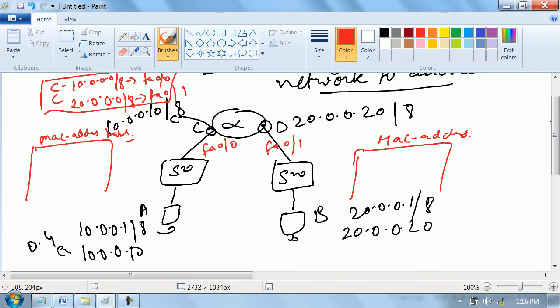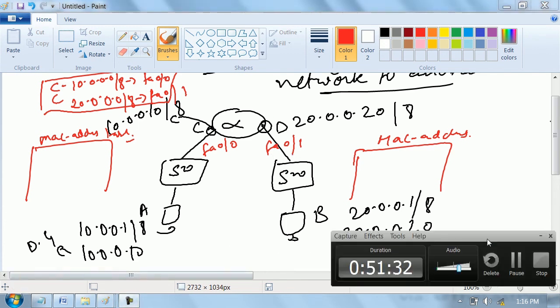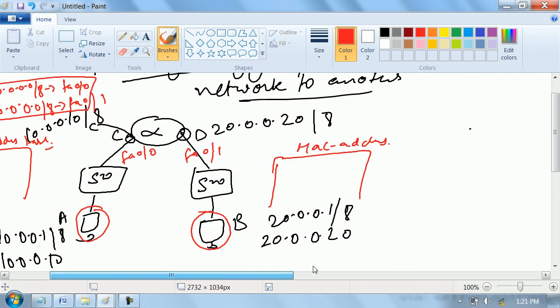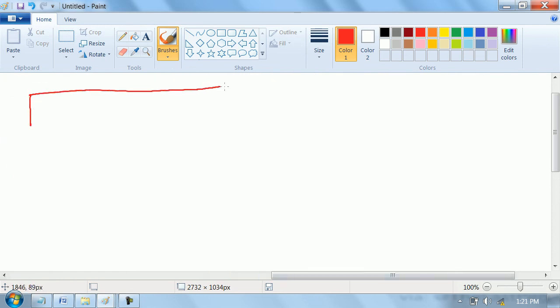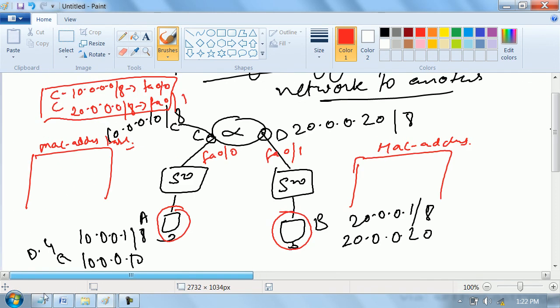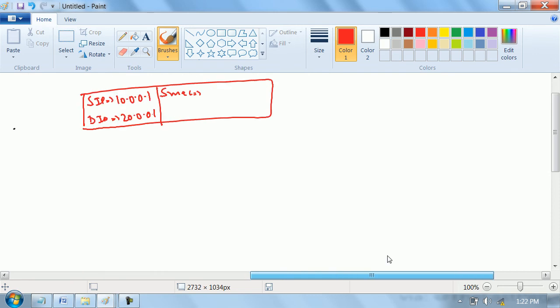Source IP, destination IP, source MAC, and destination MAC. Now guys, this guy wants to communicate with this guy. Source IP is... destination IP is... source MAC is A.